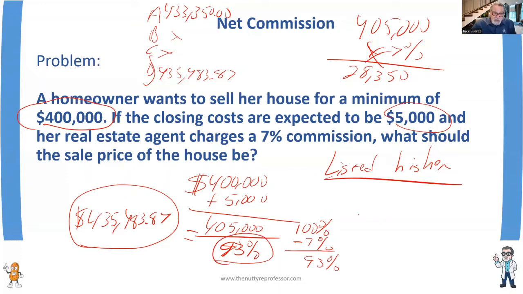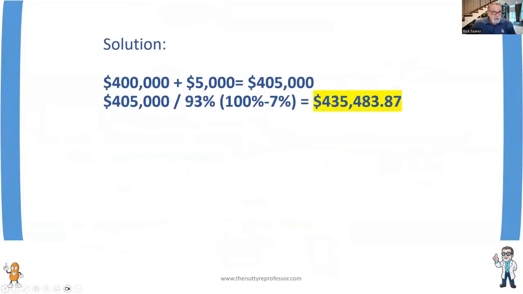You have to divide. You take whatever the commission is, subtract it from 100, and whatever you have, you divide, and you end up there. And that is net commission. Let me show it to you clean so you can understand it better. There it is right there.